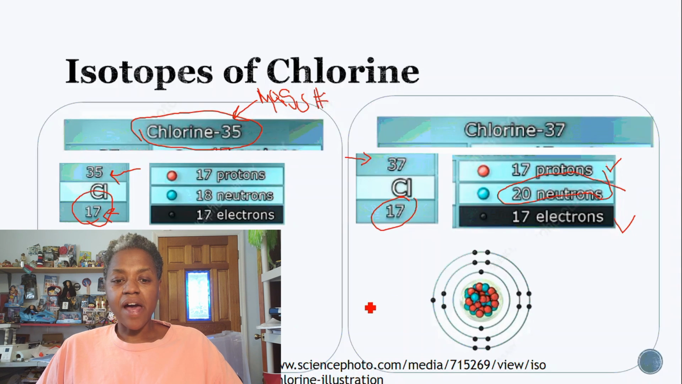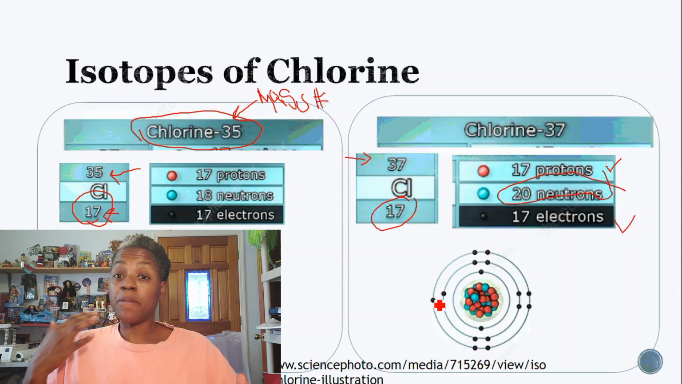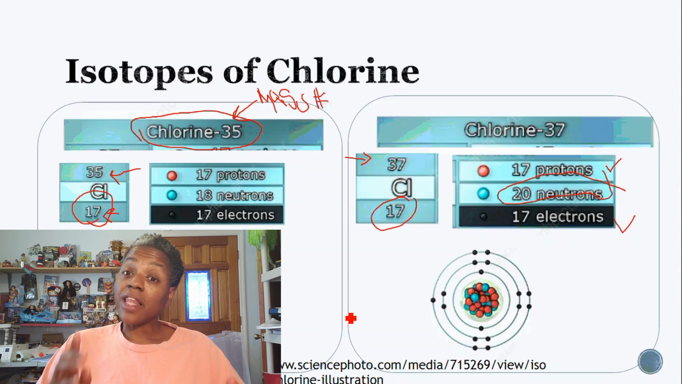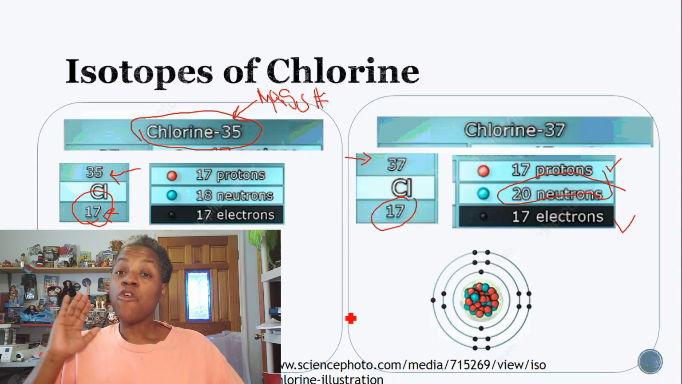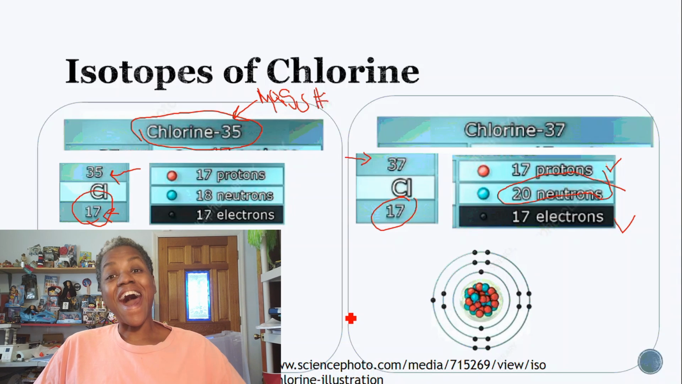They both have 2, 4, 6, 8, 2, 4, 6, 8 in the second level, and then 2, 4, 6, 7 in the outermost. So the electrons do not differentiate an isotope from another isotope. We use electrons to differentiate between atoms and ions. And so that's something to keep in mind.